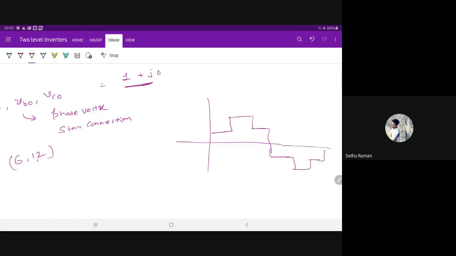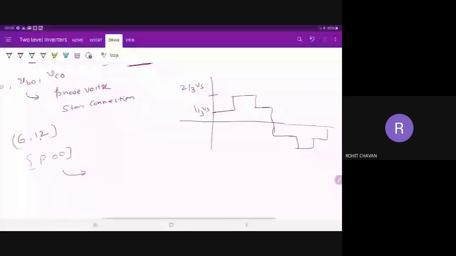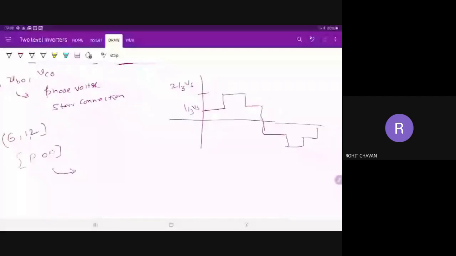So what is the magnitude here? 1 by 3 Vs, right? And this is 2 by 3 Vs. Okay, so these are the load phase voltages, right? Now we will consider step by step. So 612 is corresponding to, I think, P00. So this is the P00 vector, and in the first case I'm considering the first one.